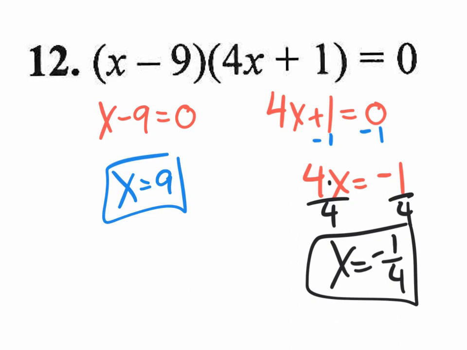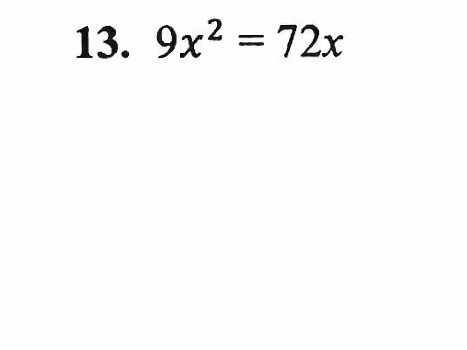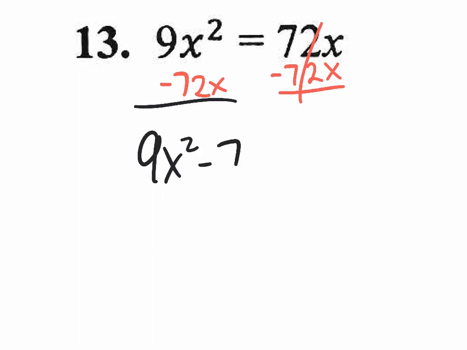Let's go to number 13. Number 13 does not have it equal to 0 yet. So you want to first make it equal 0. So you're going to subtract 72x from both sides. Let's rewrite it: 9x squared minus 72x equals nothing. And now that we have it equal to 0, we could factor, split, and solve. It's all about factoring, splitting, and solving.